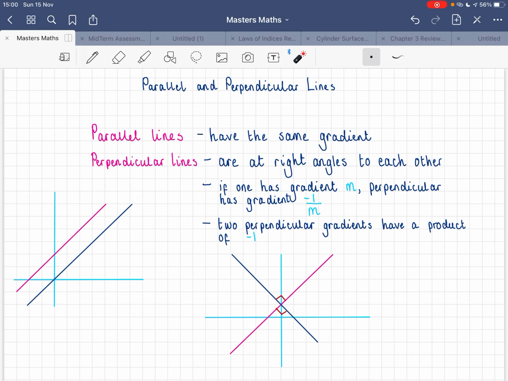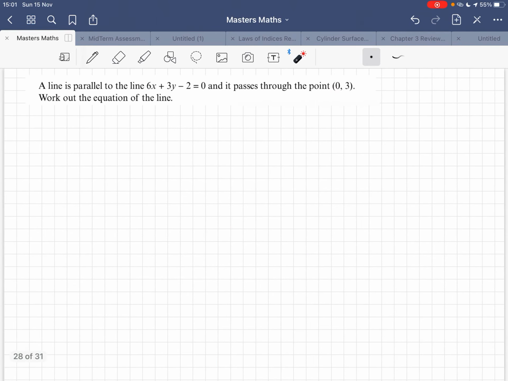If you wanted to check that two lines are perpendicular, you would get both of their gradients, multiply them together, and you should get -1. So they have a product of -1 when you multiply them together. And that's how you check that two lines are perpendicular. If they have the same gradient, they'd be parallel. If they multiply together to make -1, they would be perpendicular. And if they have neither of those things, then they're just two lines with different gradients, and there's nothing special about them. Okay, so let's have a look at how we use that within a question.